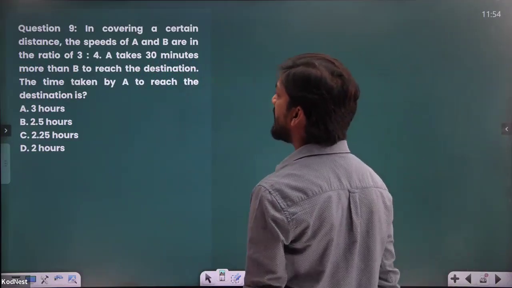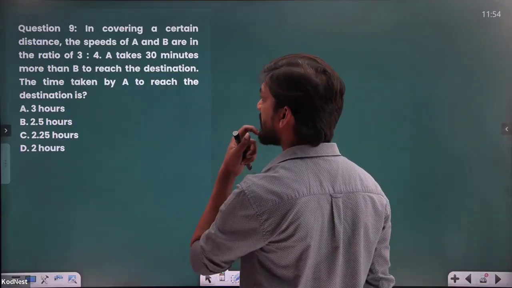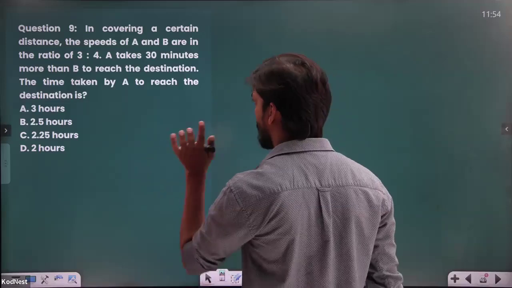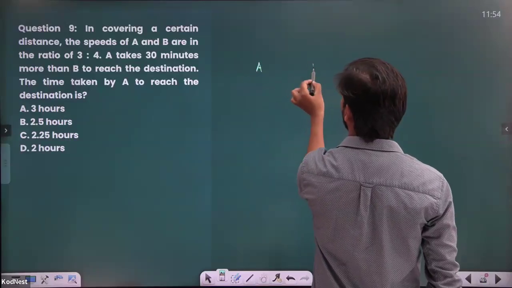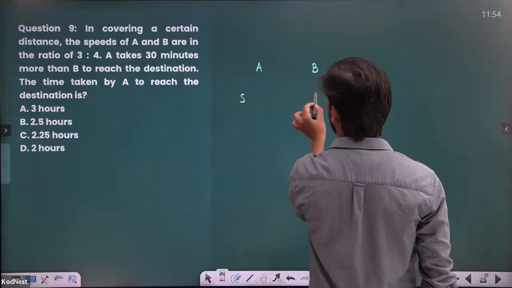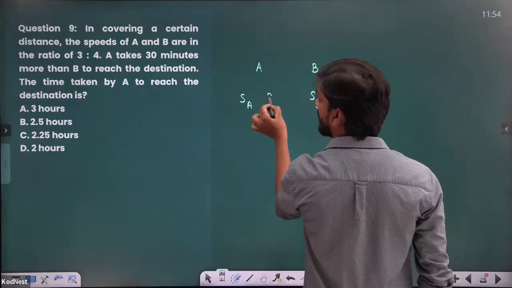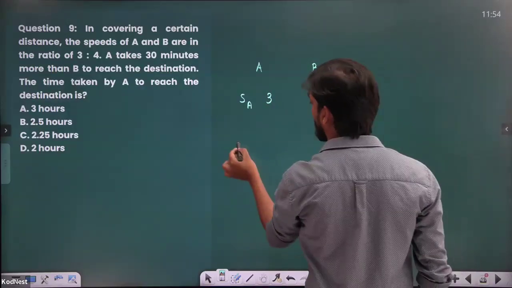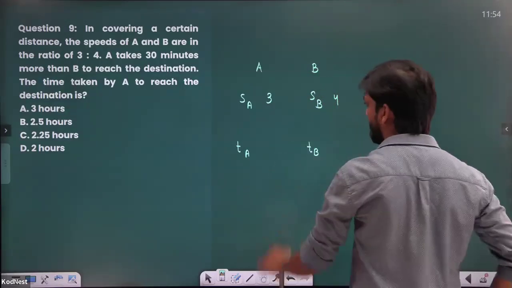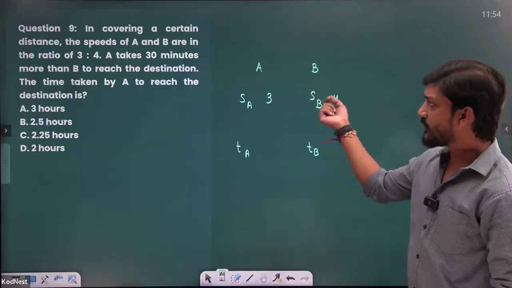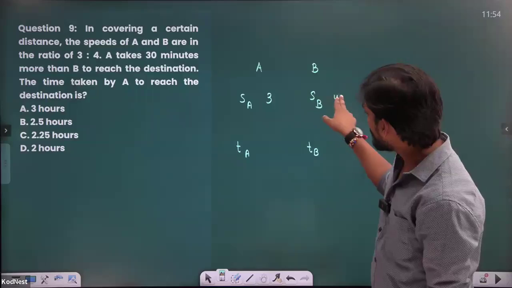In covering a certain distance, the speed of A and B are in the ratio 3 and 4. A takes 30 minutes more than B to reach the destination. Okay. So speed, A and B. I'm talking about speed. 3 and 4. So time and time of A and time of B. My dear, this is speed ratio. It is not speed. It is a speed ratio. So speed ratio is this.